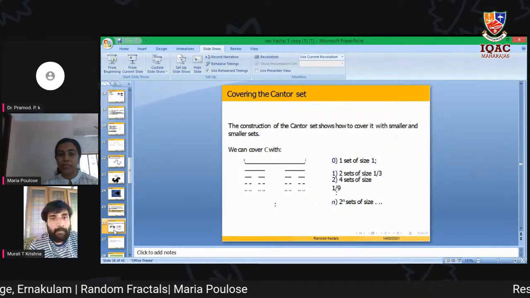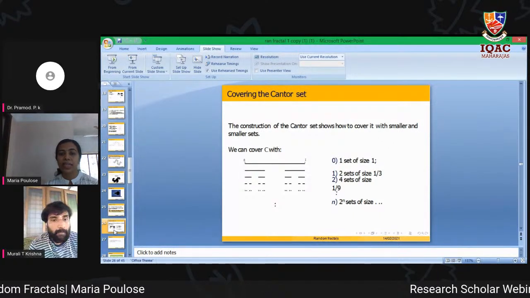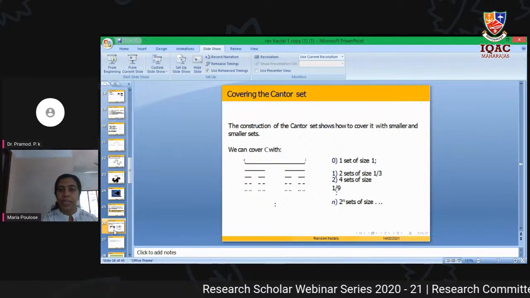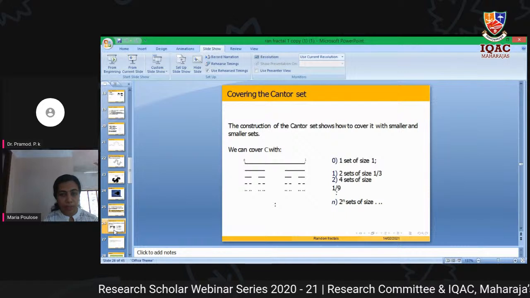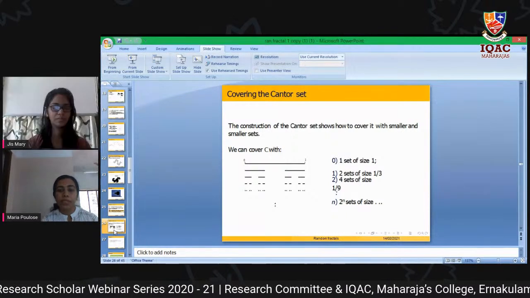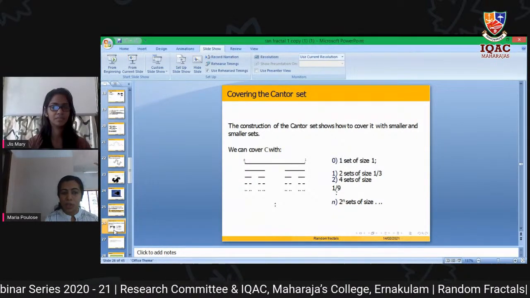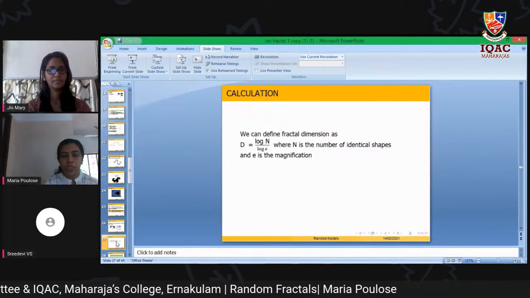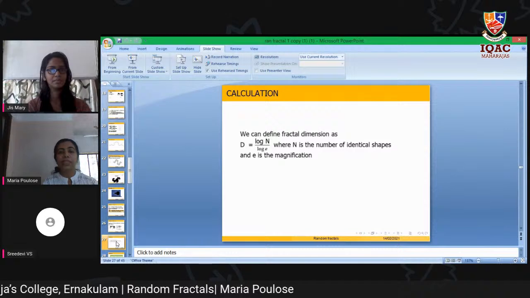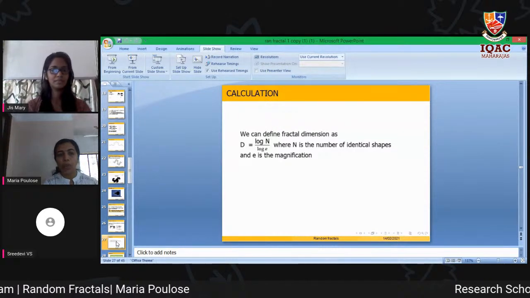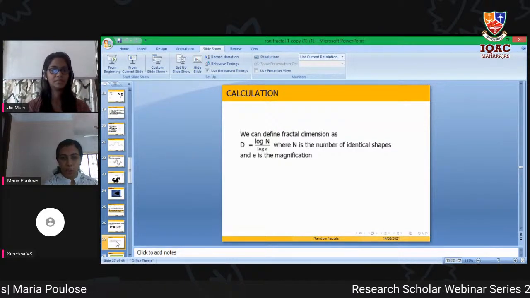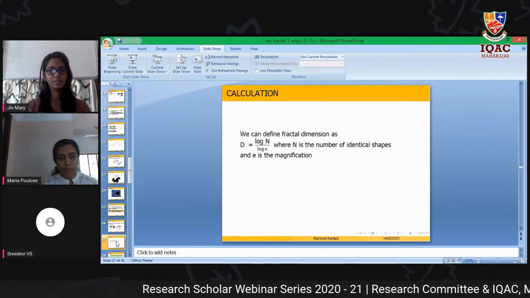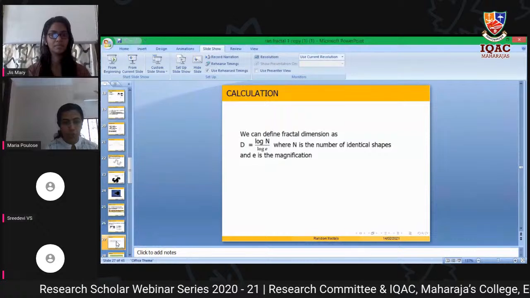We can cover C, when we have a straight line from 0 to 1, with first one set of size 1, then 2 sets of size 1/3, then 4 sets of size 1/9, etc. It goes on like this. So we are using the calculation. We can define fractal dimension as capital D equal to log N by log E, where capital N is the number of identical shapes and E is the magnification.